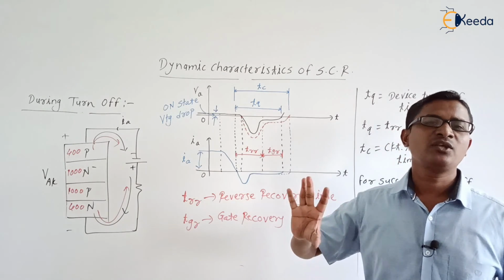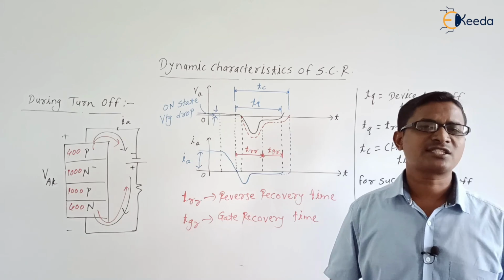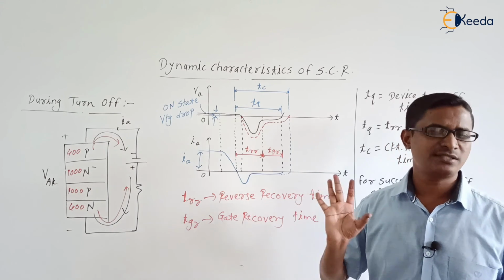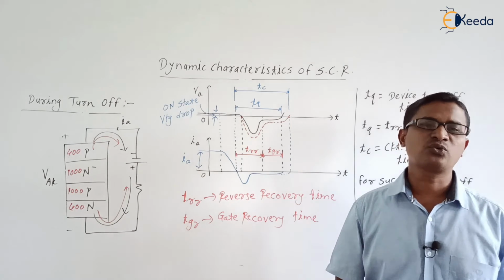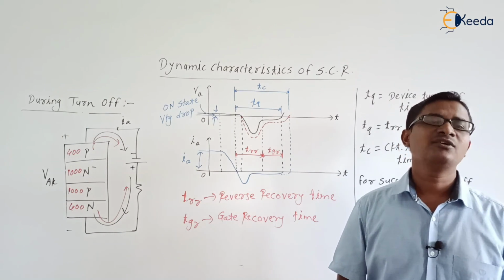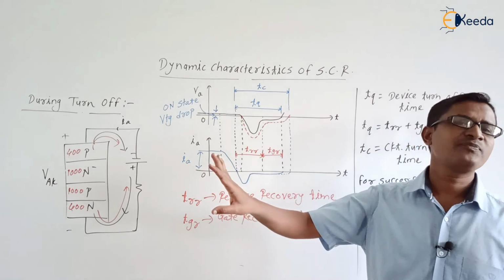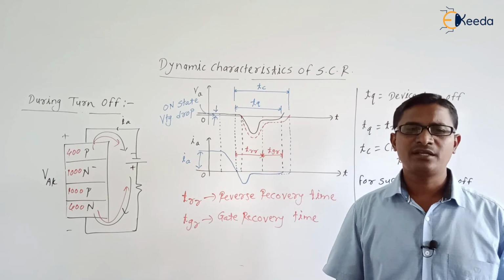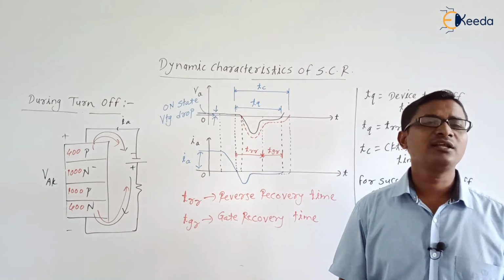So in order to make the SCR able to block, or to be successfully turned off, we need to remove those added charge carriers. For removal of the added charge carriers from the outer 2 layers, we need to maintain the reverse voltage across the SCR, and the added charge carriers in the inner 2 layers will be removed by recombination. They will get neutralized by recombination.